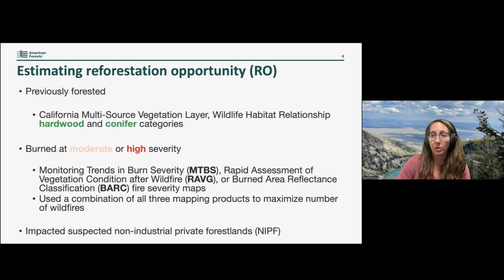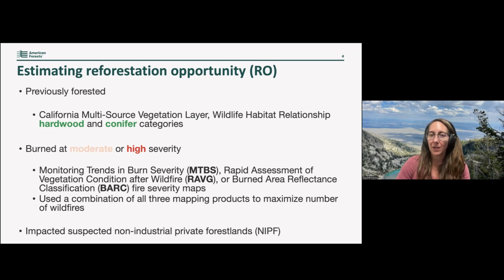The land had to have been previously forested prior to the fire. It had to have burned at moderate or high severity, and it had to have impacted suspected non-industrial private forest lands. And I'll talk a little bit more about that in just a minute here.